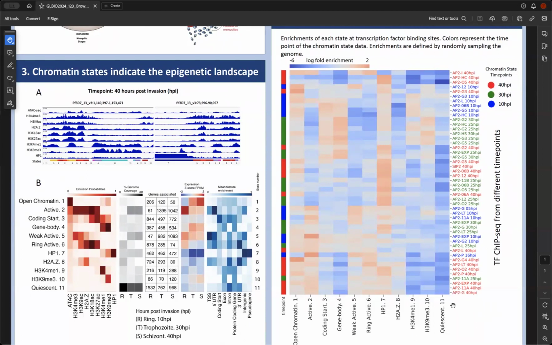A couple of quick things to note as I'm running out of time. The quiescent state covers like 30% of the genome, but it's much less likely to occur at these sites. You can see some patterns like AP2LT in the 10 hours, and then the 30 and 40, there's a low level of ATAC-seq or chromatin accessibility, and that increases over time.